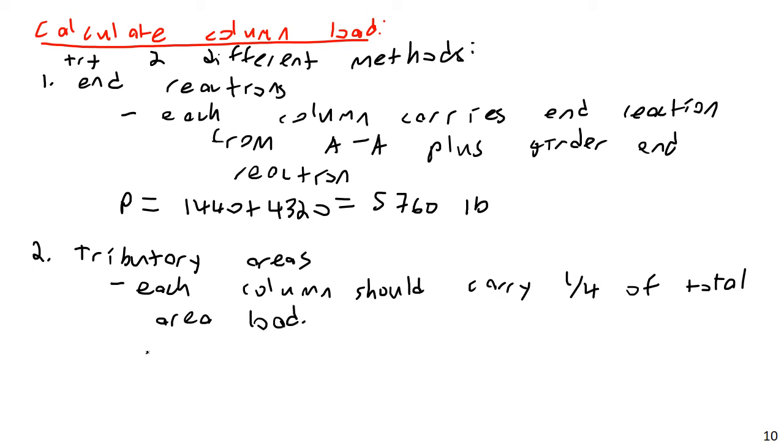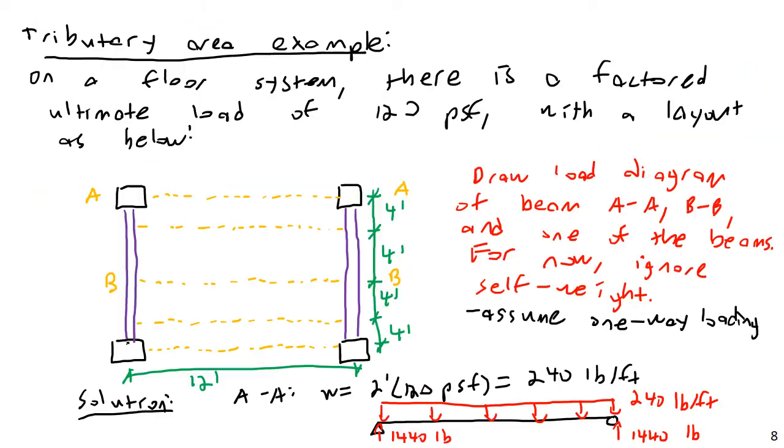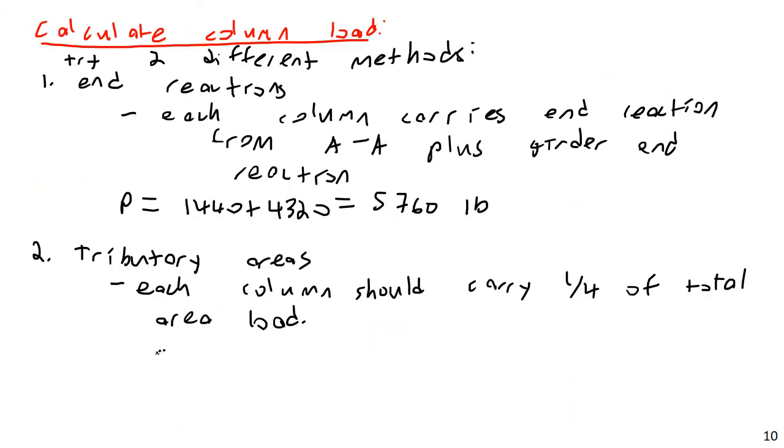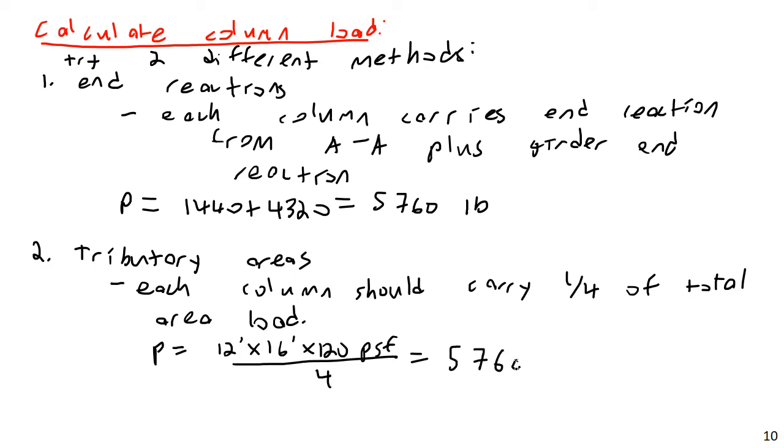So the total area load, this whole bay, is going to be 12 feet by 16 feet. So total load would be 12 feet times 16 feet times our load of 120 pounds per square foot, and then divided by 4. 12 times 16 times 120 divided by 4. And what do you know? We get the same value, 5,760 pounds.